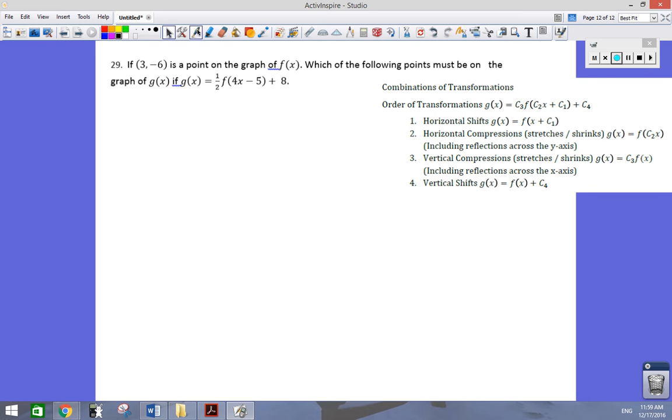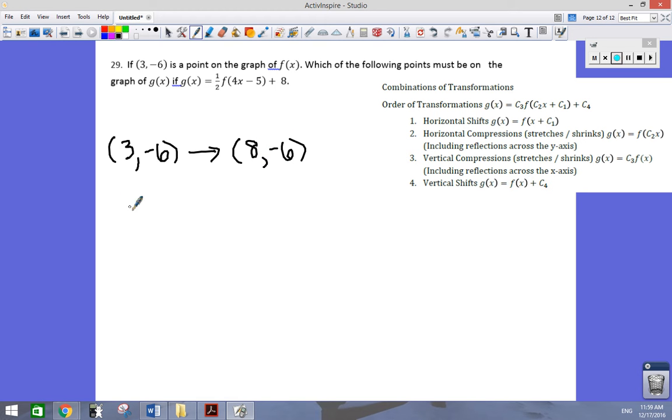This 3 comma negative 6 might also be given to us as f evaluated at 3 is equal to negative 6. That says the same thing. So I'm going to start with that point, 3 comma negative 6. And the first transformations are always on the x-axis. And so I go inside the parenthesis or inside whatever function that they're giving me. And I start with the addition or subtraction, the minus 5. But instead of subtracting 5, I actually add 5 because I shift the graph to the right 5 units. 3 plus 5 is 8.